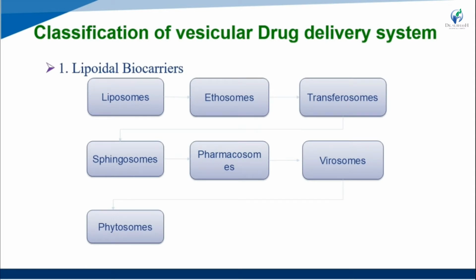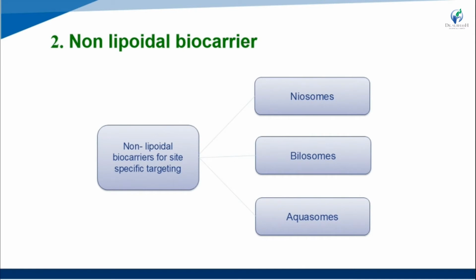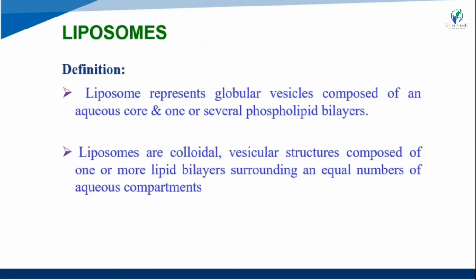Classification of the vesicular drug delivery system. Okay, so lipoidal and non-lipoidal, two types of class. In the lipoidal class: liposomes, ethosomes, transferosomes, then sphingosomes, pharmacosomes, virosomes and phytosomes. These are the lipoidal biocarriers. And then non-lipoidal biocarriers, for site-specific or targeting: niosome, bilosome, and then aquasome. Then liposome. So what is liposome?